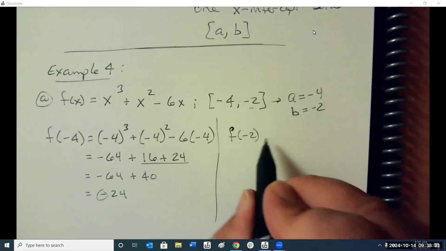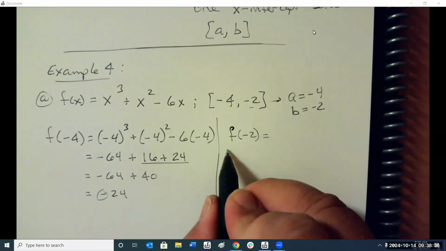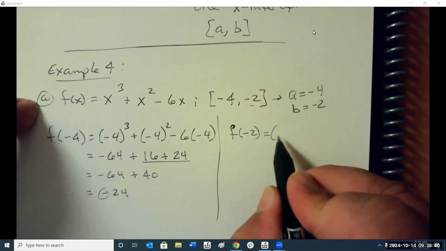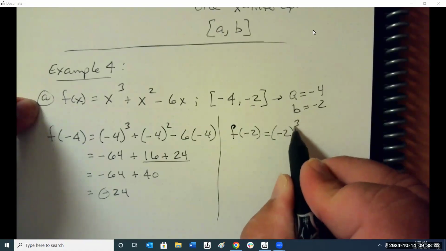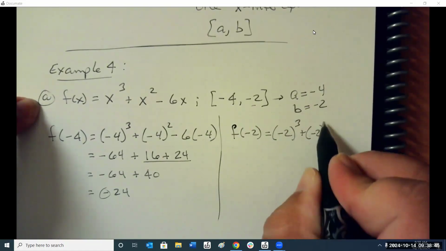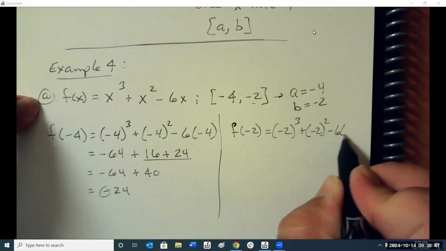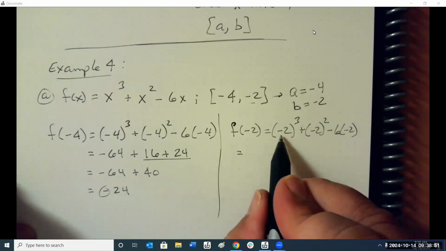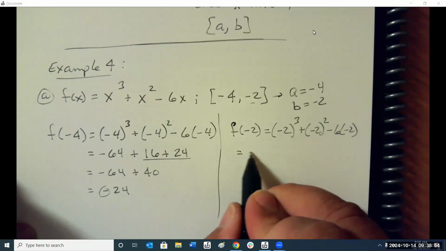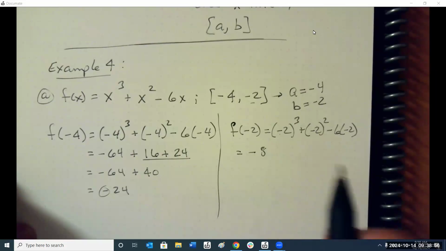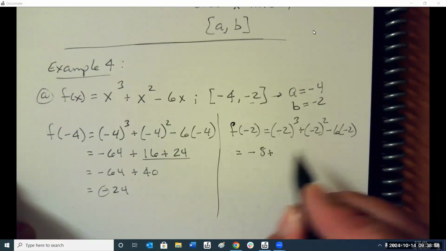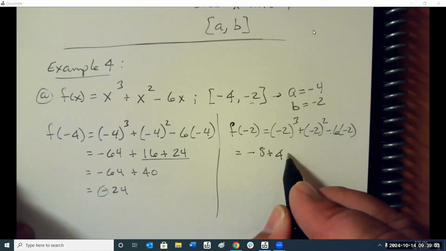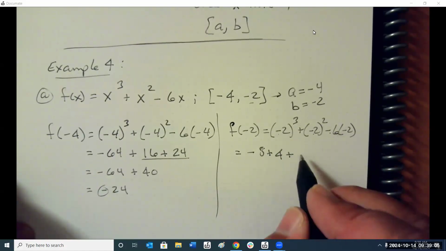Now let's try it at negative 2. That's going to be negative 2 cubed plus negative 2 squared minus 6 times negative 2. Negative, negative, negative makes it negative. 2 cubed is 8. Negative 2 squared is 4. Negative times negative is positive. 6 times 2 is 12.